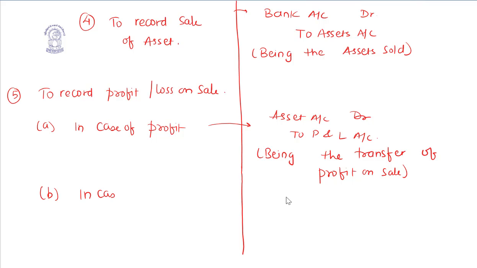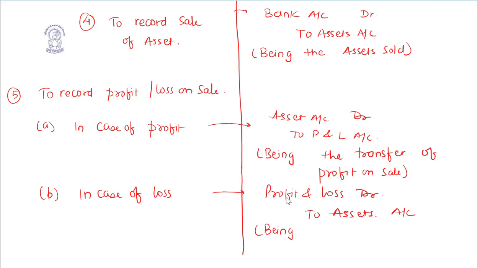The next is in case of loss. So profit and loss account debited to assets account. You can write the narration being the transfer of loss on sale.